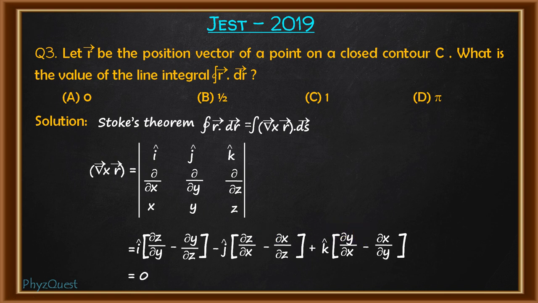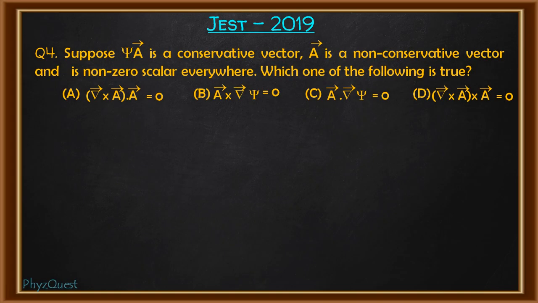So that means del cross r is equal to 0, which implies the integration of r dot dr will be equal to 0. So this is a very simple problem. If you check the options, you can see that option A is the correct answer. Now let's move ahead to the next problem.